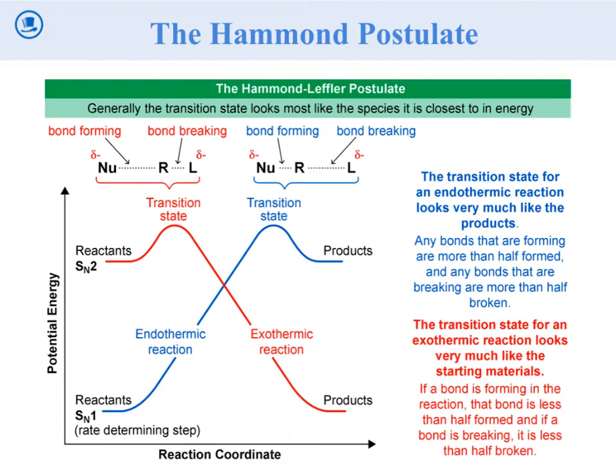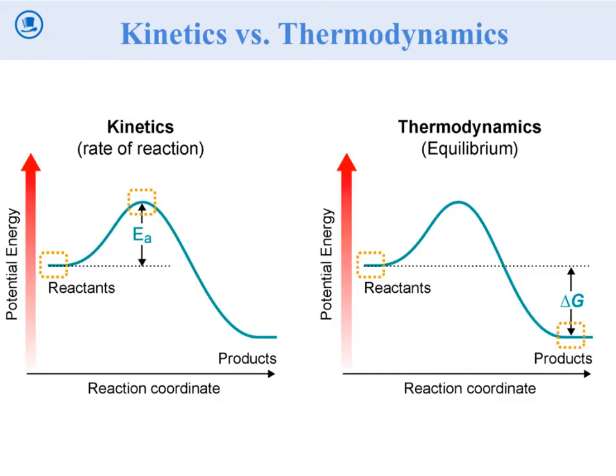So the example they give, just like we just talked about, is SN1 versus SN2. In SN2, usually the transition state is closer in energy to the starting materials. So the transition state is more like the starting materials, the reactants. And in SN1, the transition state is much more like the products. Let's just show the example. All right. Still good?